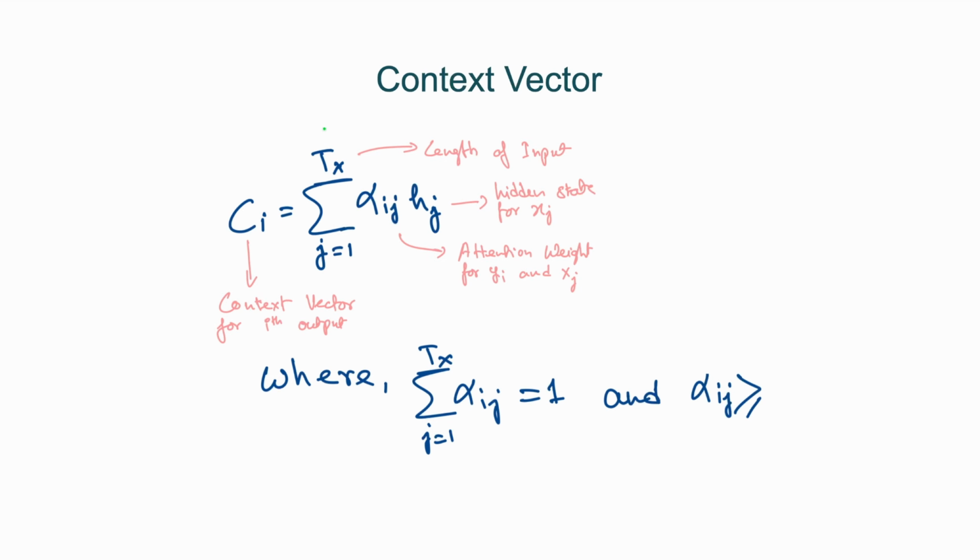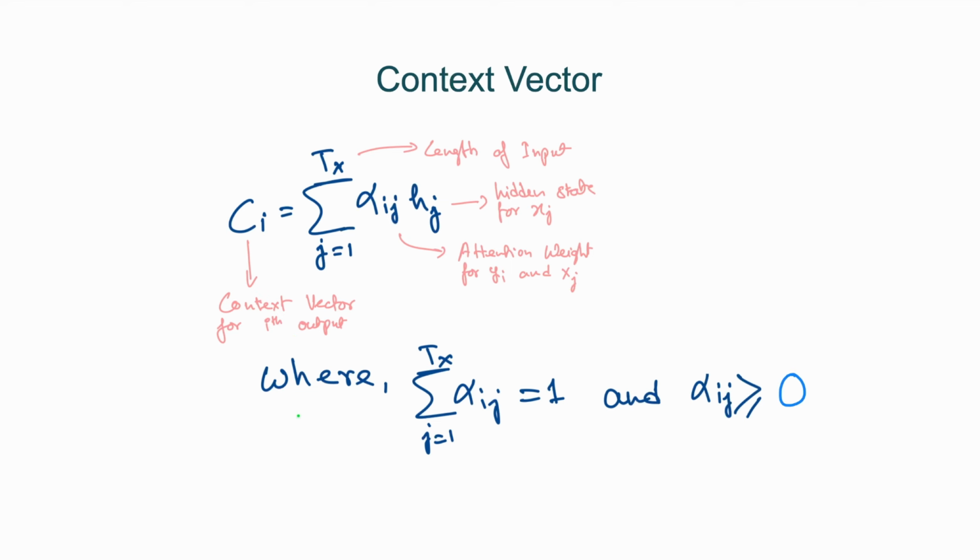So let's first look into the context vector formula. The formula for context vector is Ci equals the summation over j equals 1 to Tx of alpha ij into hj, where hj is the hidden state for xj, and alpha ij is the attention weight for yi and xj. So this is the output, this is the input, and for that output and input, this is the attention weight. Tx is the length of the input, and Ci is the context vector for the ith output.